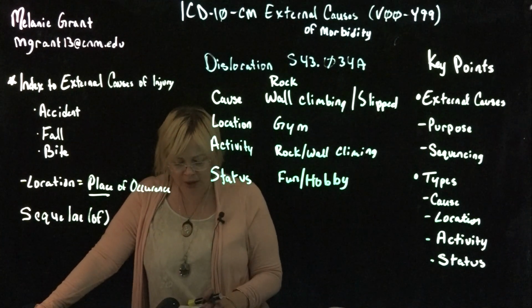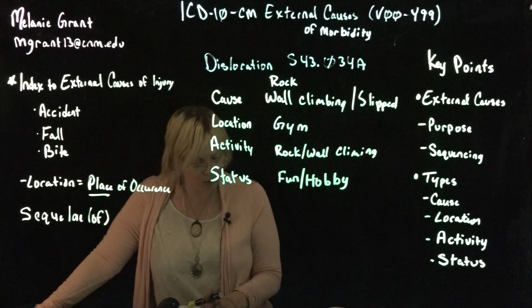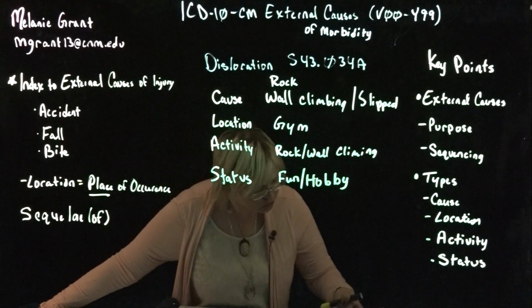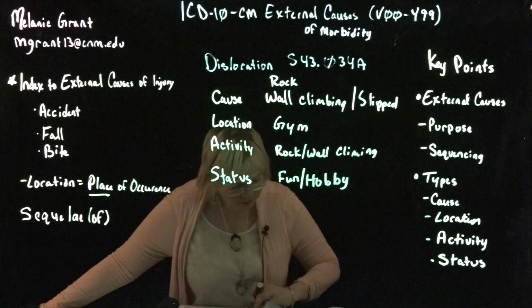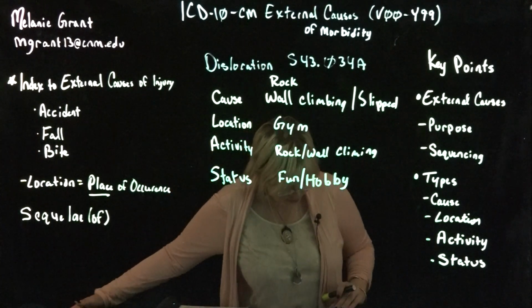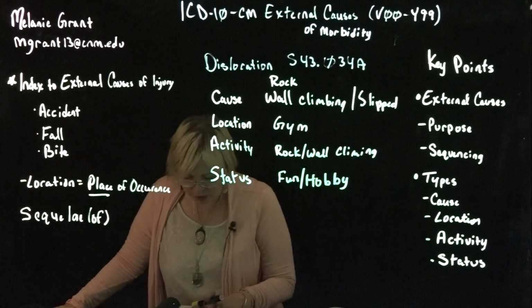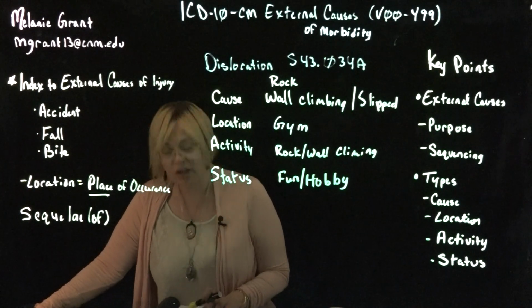So they have mountain, rock, and wall, and you want to say what was she climbing? Was she climbing a rock or a wall? She was learning to rock climb at her gym, and I don't believe she was on a wall. But if you look at the difference for rock and wall, it's Y93.31.